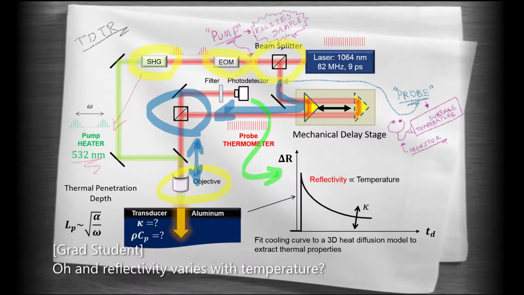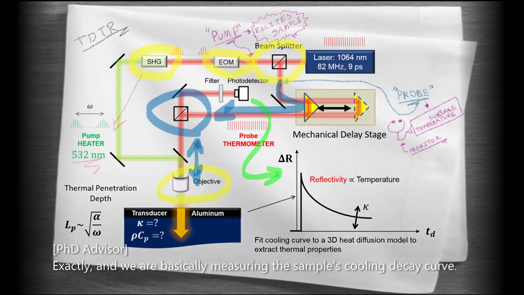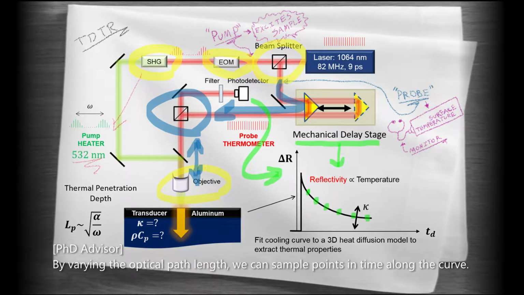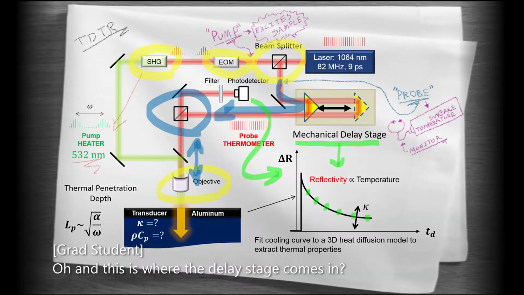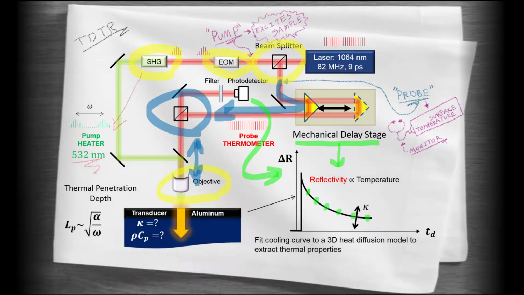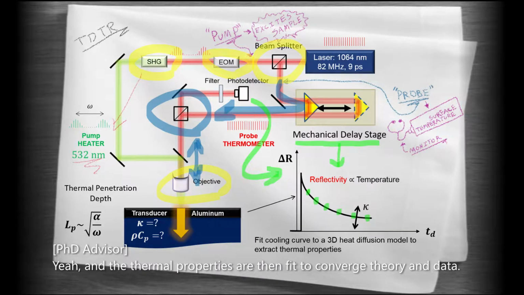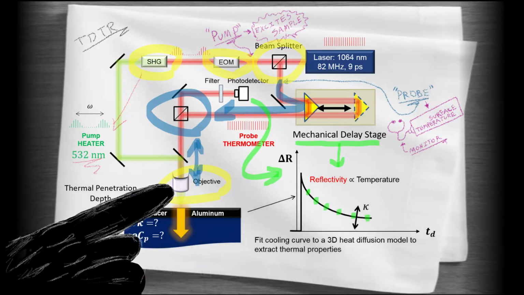Oh, and reflectivity varies with temperature? Exactly. We're basically measuring the sample's cooling decay curve. And by varying the optical path length, we can sample points in time along the curve. Oh, and this is where the delay stage comes in. Yeah, and the thermal properties are then fit to converge theory and data.